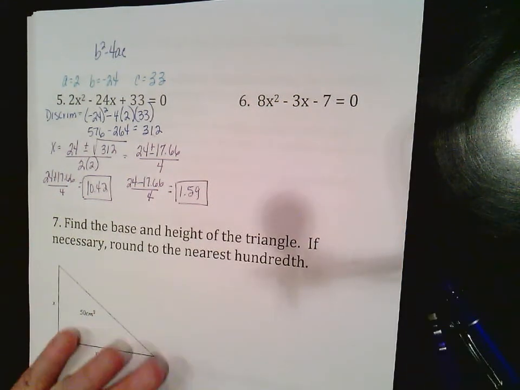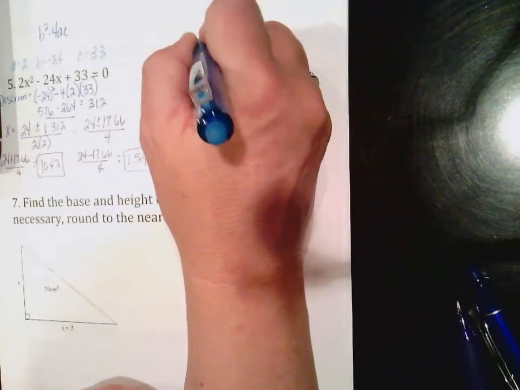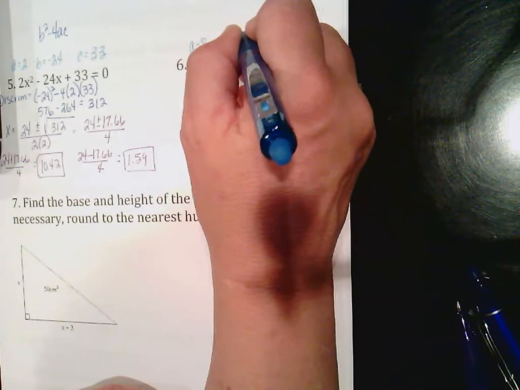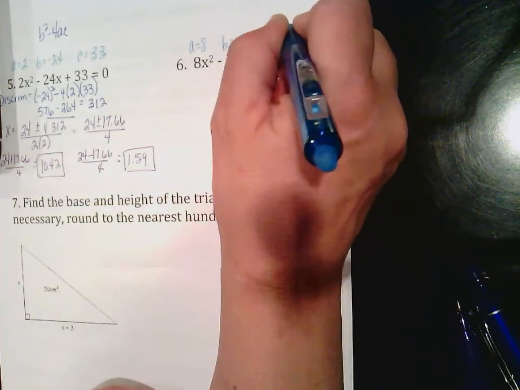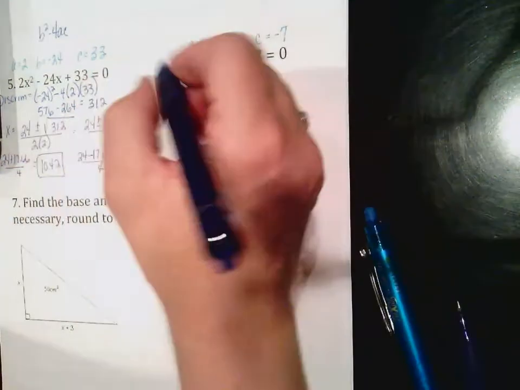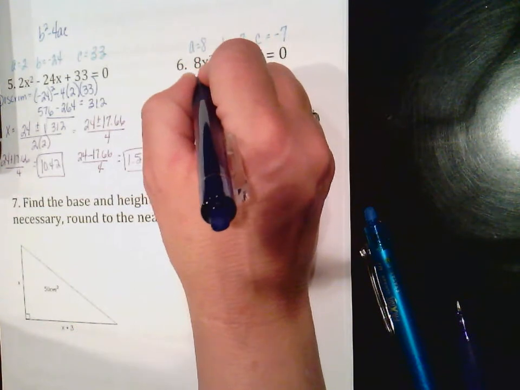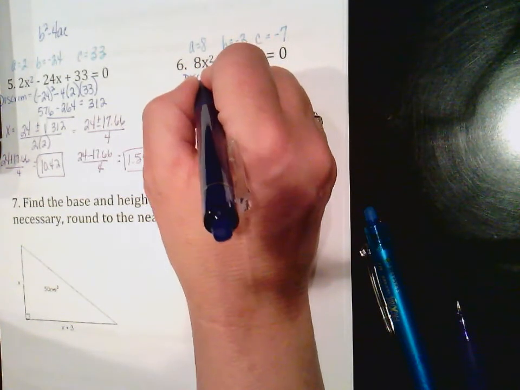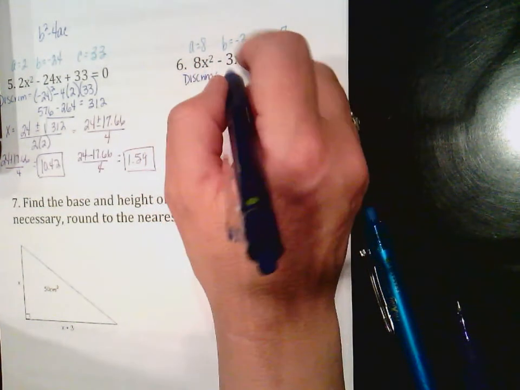Okay, just to make sure we've got it, let's do one more. I've got a equals 8, b equals -3, and c equals -7. For the discriminant, it's b squared minus 4ac.